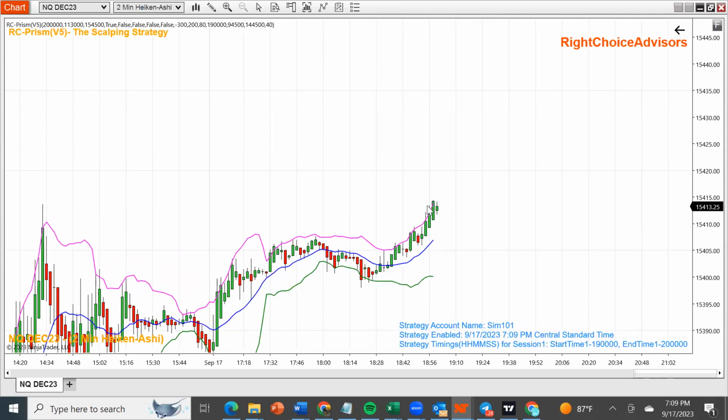Generally, this is not the time for NQ, but I just took this as an example so you can understand how, whenever it meets the $200 profit, it will get disabled. The strategy automatically gets disabled.